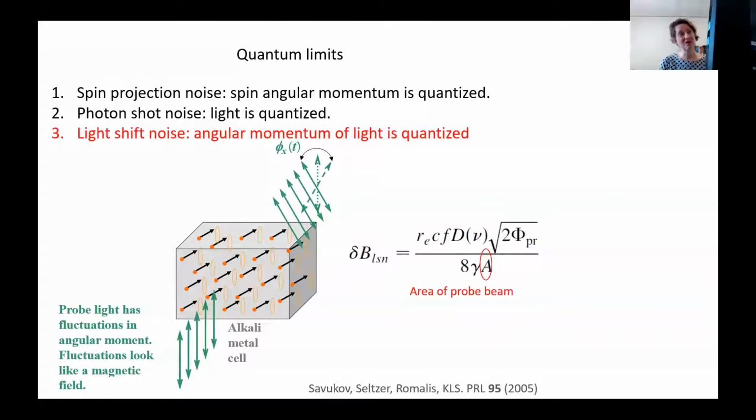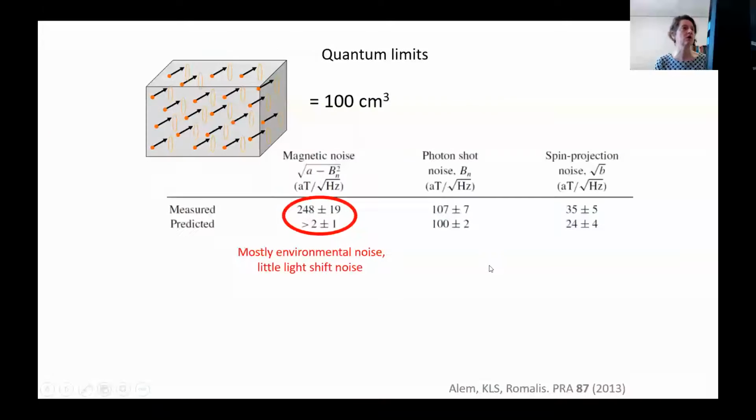The third source of quantum noise is that the angular momentum of the probe light itself is quantized. So you can have circular polarization, which is plus or minus 1 h-bar unit of angular momentum, or linearly polarized light. But because they're quantized, you have a variation in that angular momentum, and that also creates a noise called the light shift noise. It acts like a fictitious magnetic field. I just want to point out that's inversely proportional to the probe beam area. I'm pointing these things out because we look at them.